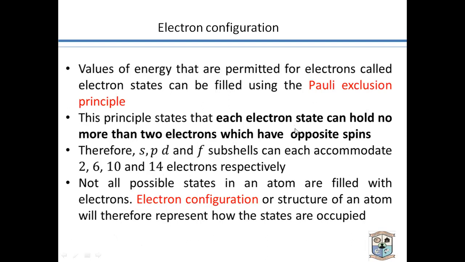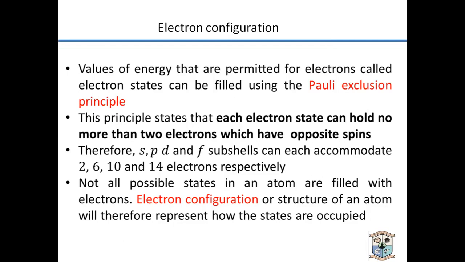Okay, so a continuation there on electron configuration. The values of energy that are permitted for electrons, called electron states, can be filled using the Pauli exclusion principle. So what does this principle state? This principle states that each electron state can hold no more than 2 electrons which have opposite spins. Therefore, s, p, d, and f subshells can accommodate 2, 6, 10, and 14 electrons respectively.